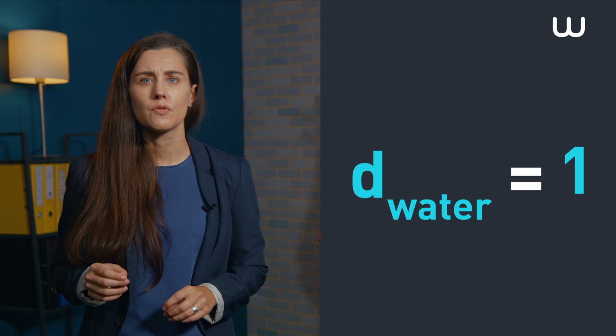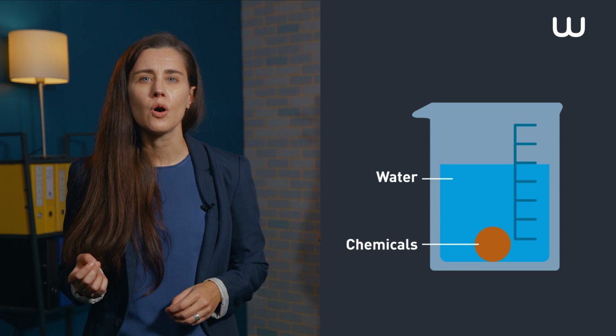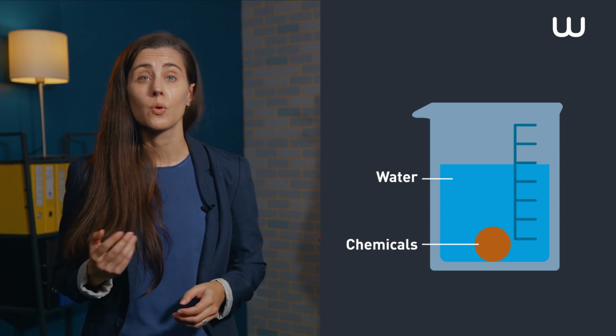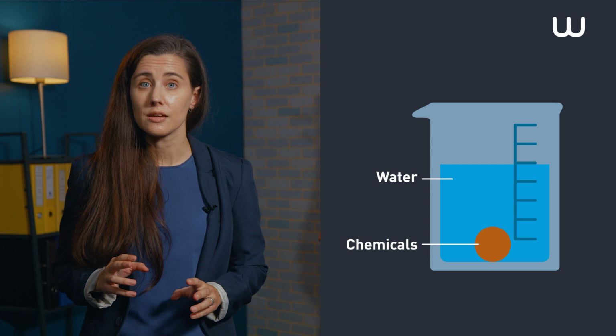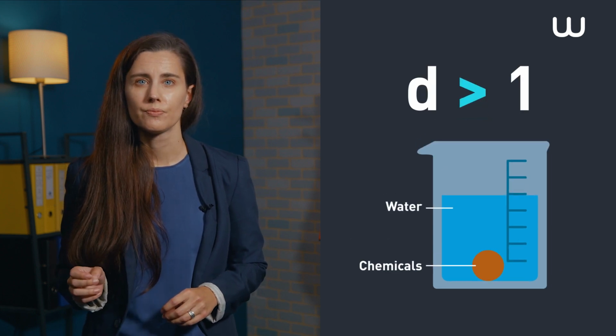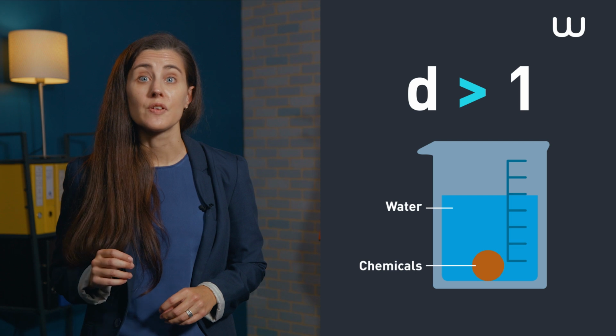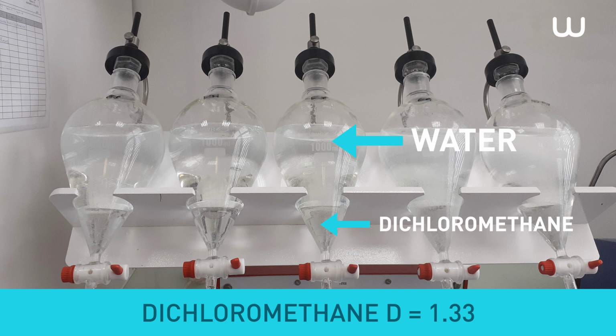Relative density therefore enables the density of a chemical to be compared with the density of water, and to consequently know whether a chemical floats or sinks in water. The chemicals which sink in water have a relative density which exceeds 1. This is the case of dichloromethane, for example, whose relative density is equal to 1.33. We say that dichloromethane is denser than water.